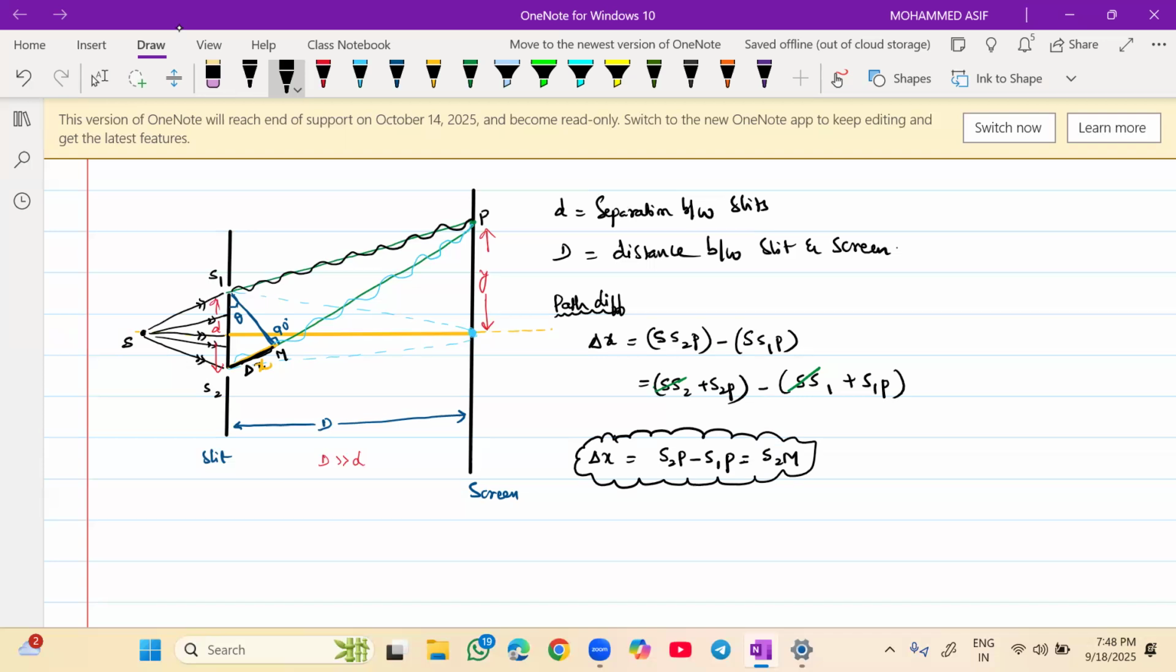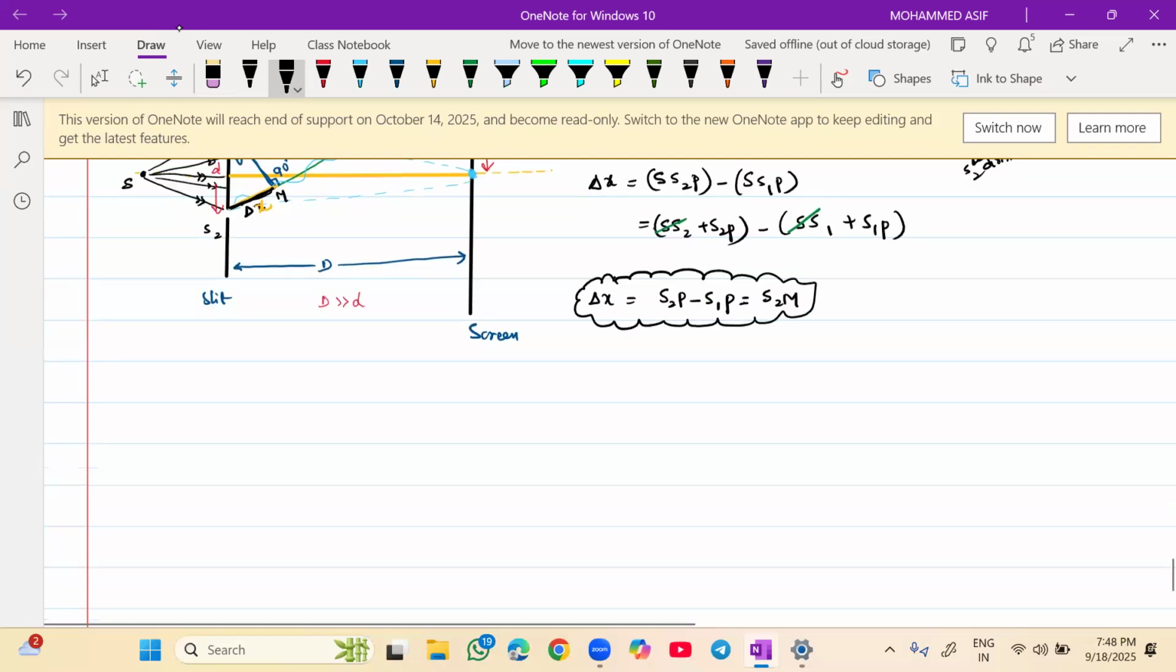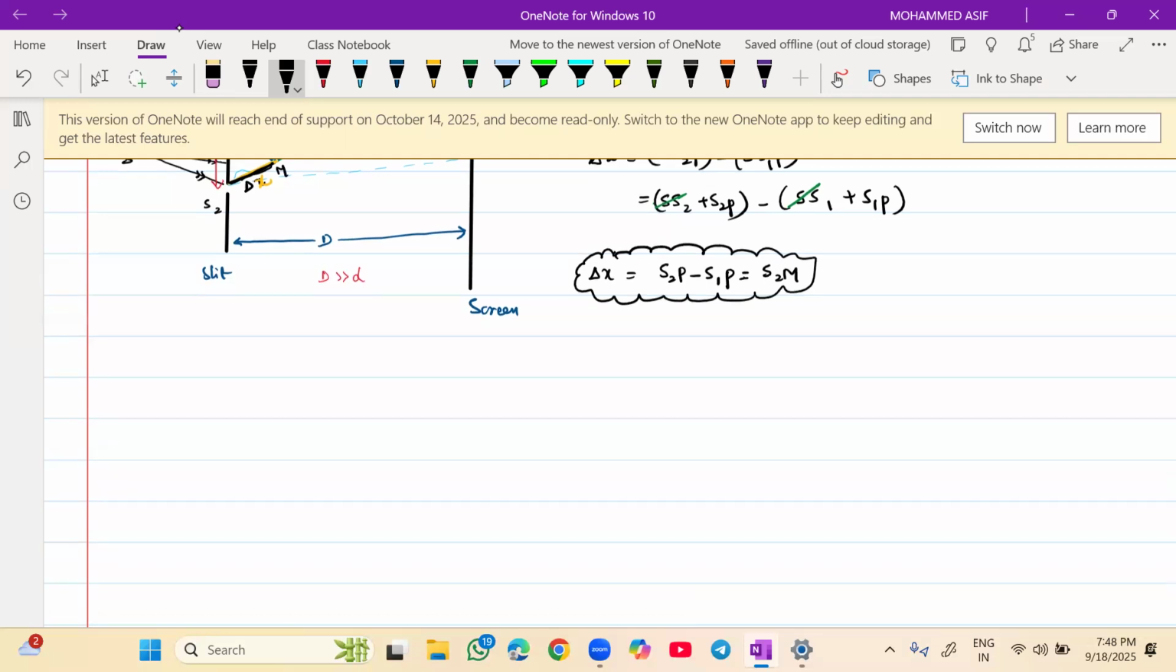This distance is d, but you know in vectors, if this is a distance d and this is making an angle theta, this is a perpendicular distance. This is your theta, this is your d. This value will become d cos theta, and this value will become d sin theta. That means S2M will be equal to d sin theta. So delta x is equal to d sin theta.